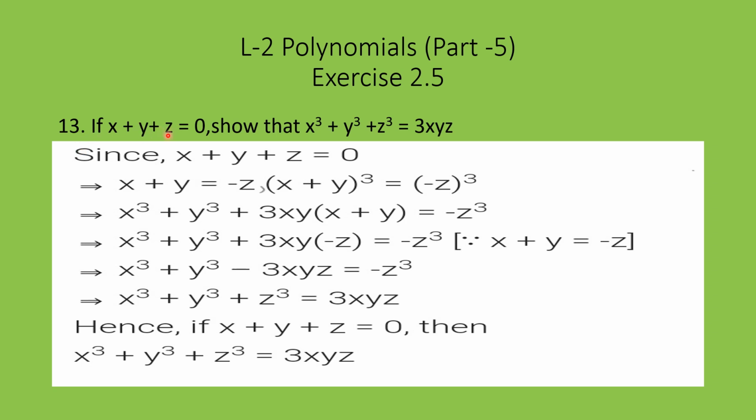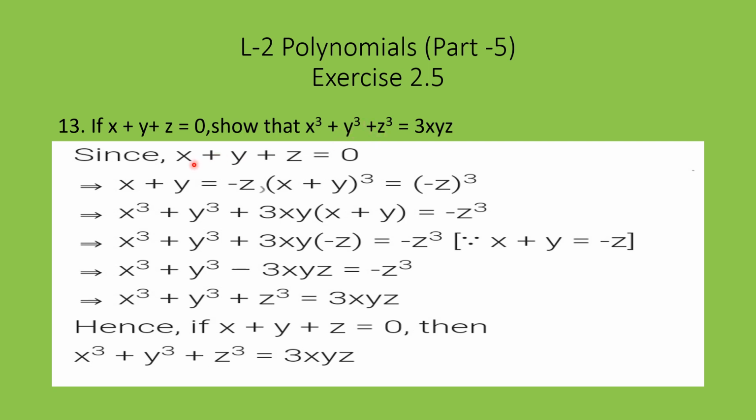If x plus y plus z equal to 0, show that x cube plus y cube plus z cube equal to 3xyz. That is, it is given x plus y plus z equal to 0. Then you have to prove that x cube plus y cube plus z cube equal to 3xyz. Looking into what you have to prove, all the variables have the power 3. That means you have to think about the cubical identity.